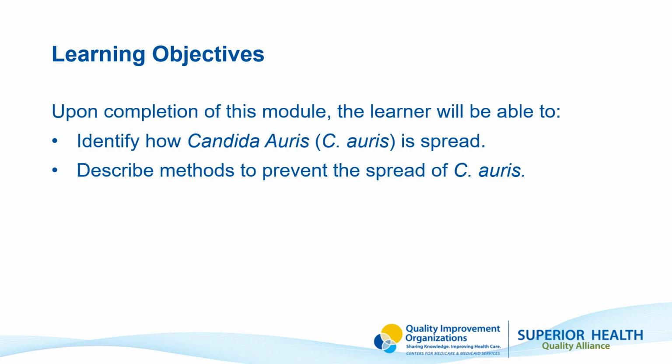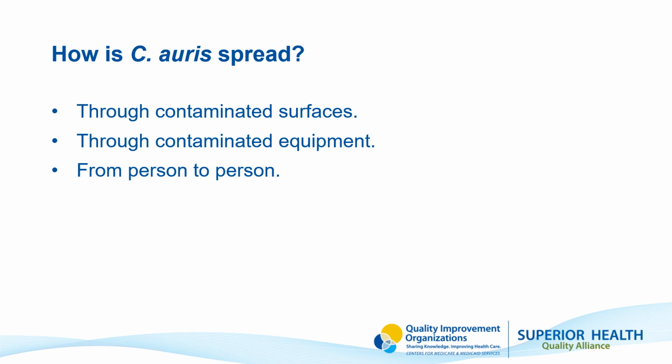Upon completion of this module, you will be able to identify how Candida auris is spread and describe methods to prevent the spread of Candida auris, commonly called C. auris. In the rest of this module, I will be referring to Candida auris as C. auris. Though much work is still needed to further understand how C. auris is spread, we know that it can be spread in healthcare settings through contact with contaminated environmental surfaces or equipment, or from person to person.